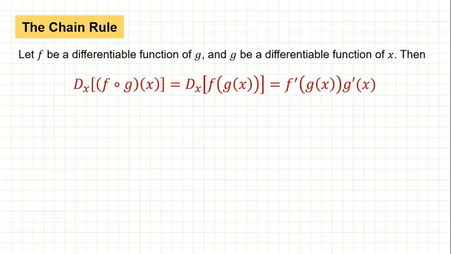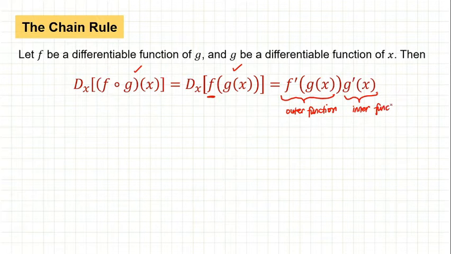Then, the derivative of f composed of g of x with respect to x. So this one is just the same with this one, f of g of x. That is equal to f prime of g of x times g prime of x. So as you can see here, yung derivative niya ngayon is yung derivative ng outer function. So our outer function is si f, right? So the derivative of the outer function, so this is our outer function, and you will multiply it by the derivative of the inner function.